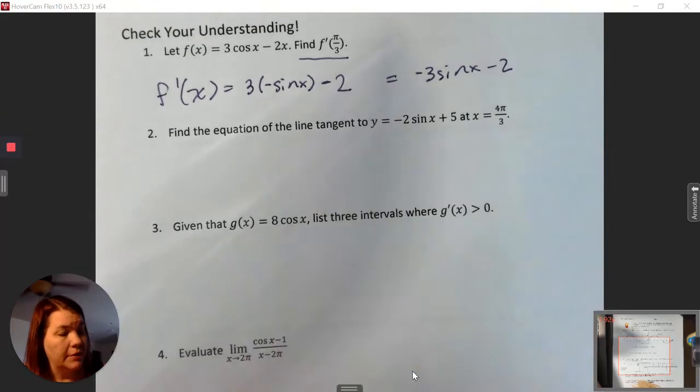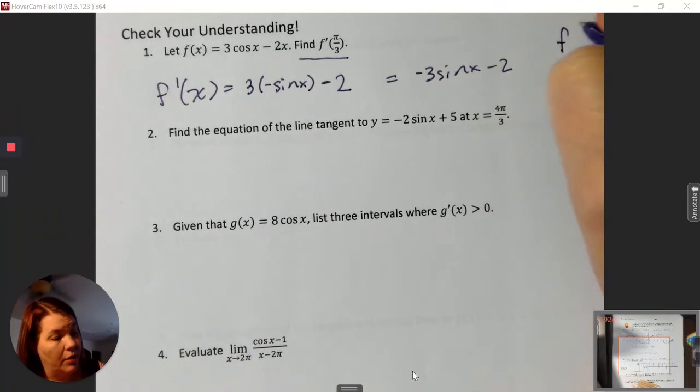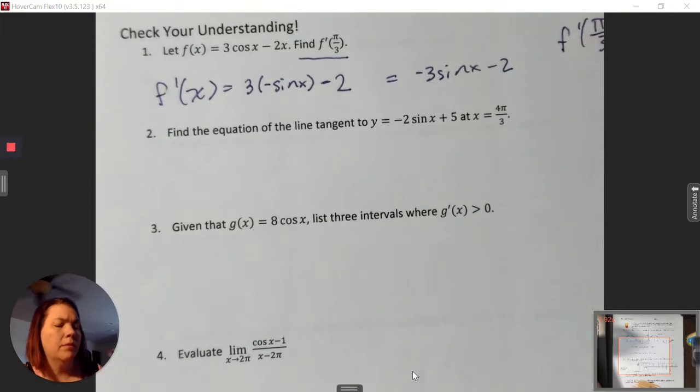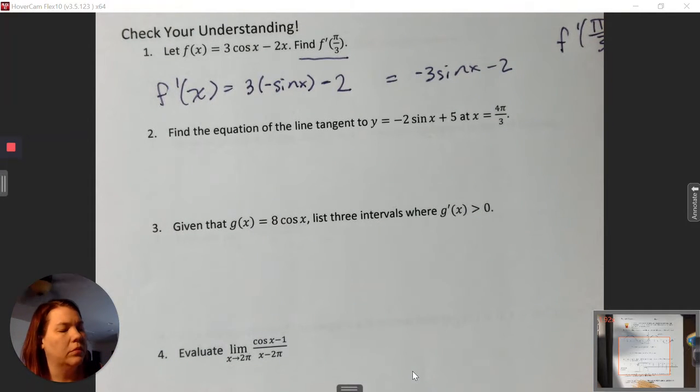Oh, I love this shortcut so much better than doing it the long way. Find f prime of pi thirds. Negative 3 sine of pi thirds minus 2. Sine of pi thirds is radical 3 over 2, minus 2. So I end up with negative 3 radical 3 over 2 minus 2.